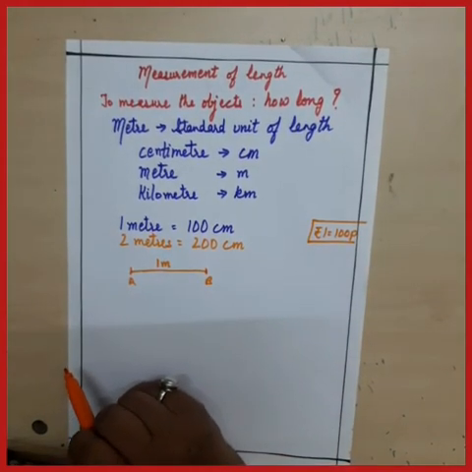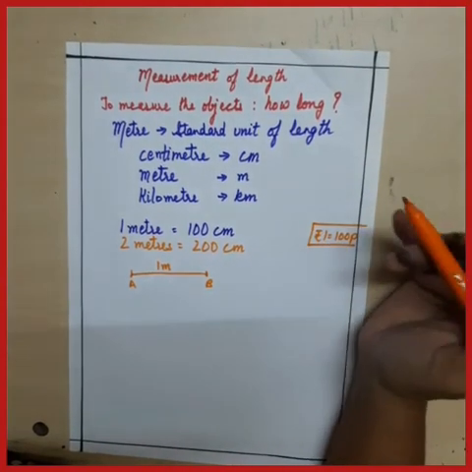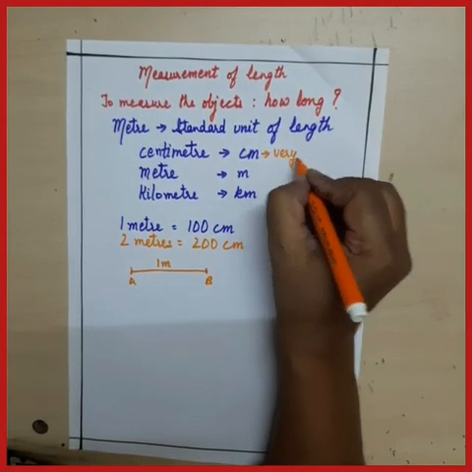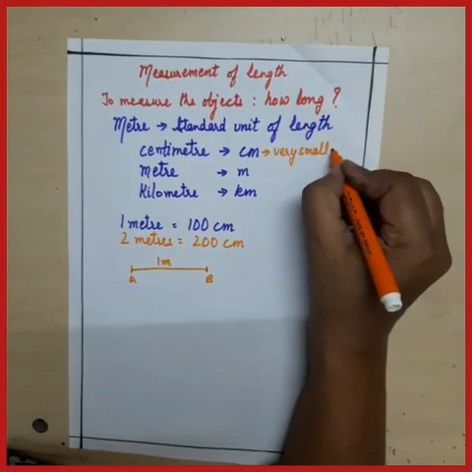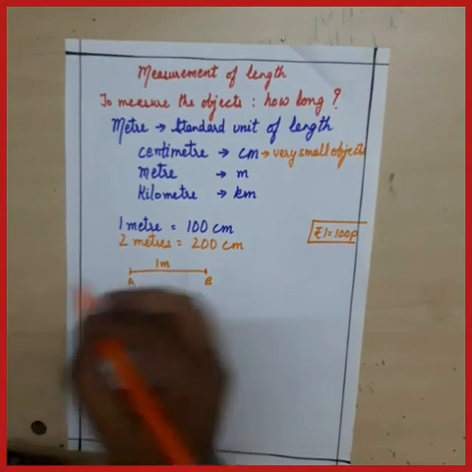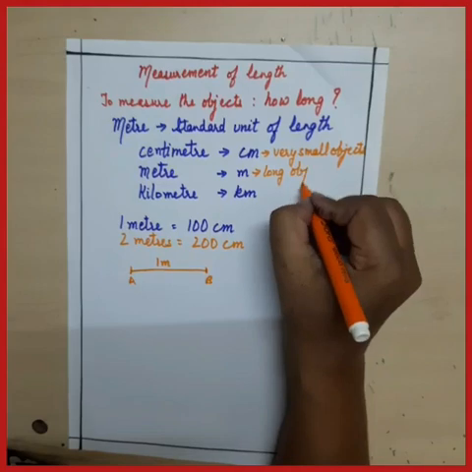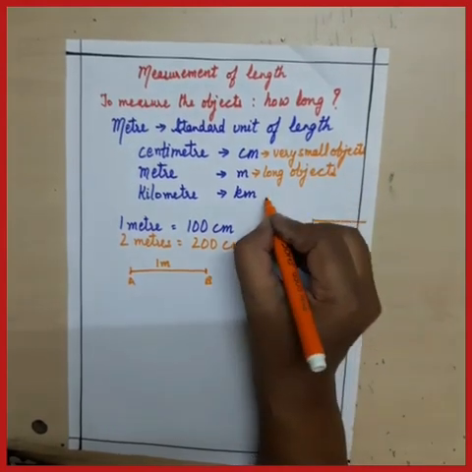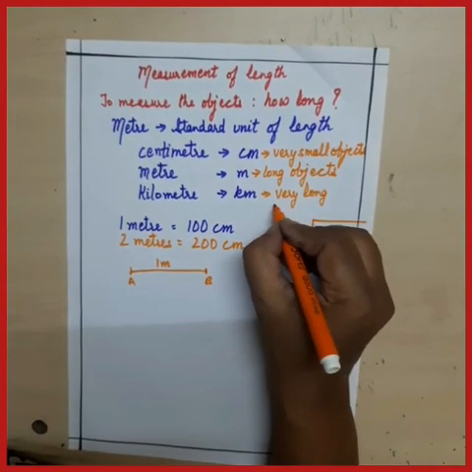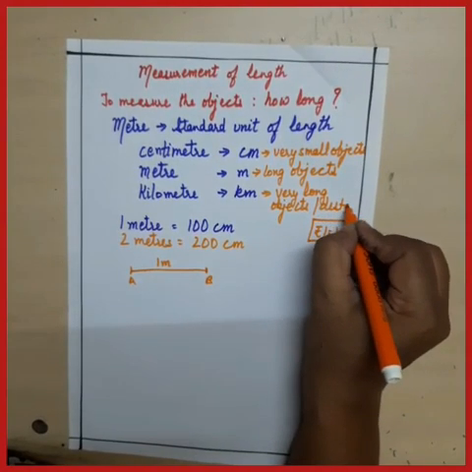Now the question arises, students, where do we use centimeters? Where do we use meters and kilometers? We use centimeters when we have very small objects. For long distances or for longer objects, we use meters. And for very long objects or distances, we use kilometers.